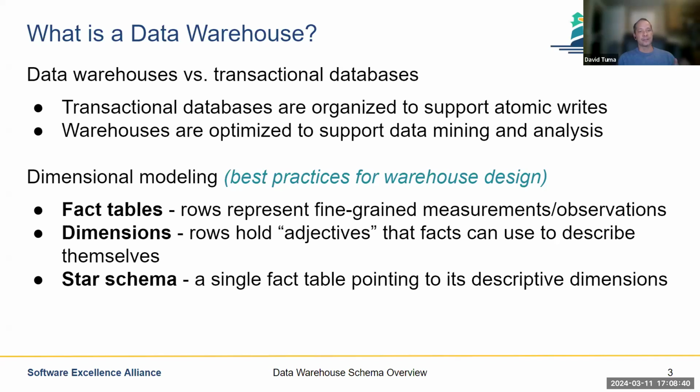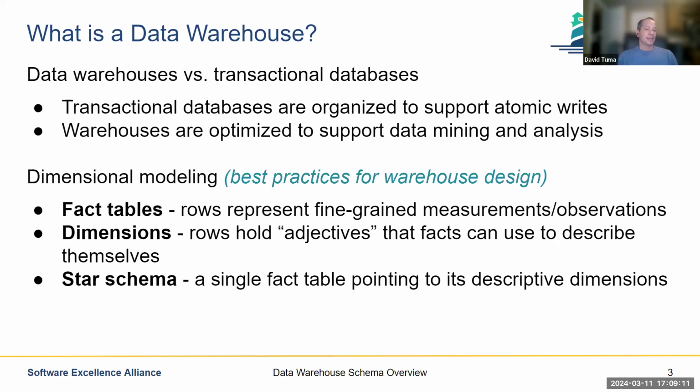And some of the things that I'll be talking about in this presentation, but I just want to cover this terminology. These are the key parts of dimensional modeling. One is fact tables. A fact table contains rows that represent fine-grained measurements or observations. And then separately, there's something called dimensions. Dimensions are tables, and the rows in a dimension table hold adjectives that facts can use to describe themselves.